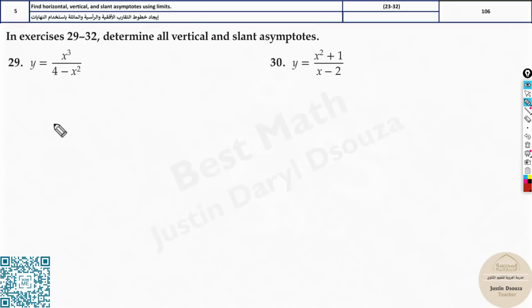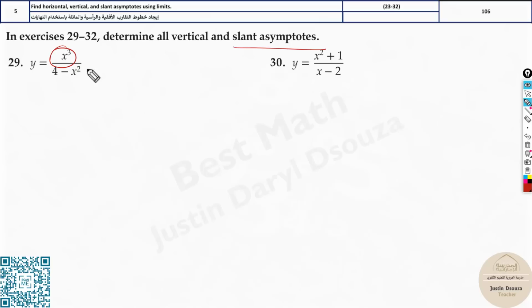Finally, we move to the last type of problem, the slant asymptotes, also called oblique asymptotes. They occur only when the numerator's degree is exactly 1 more than the denominator's. See, this must be 1 more than the denominator. Now, how do we find this? This is only done by long division.